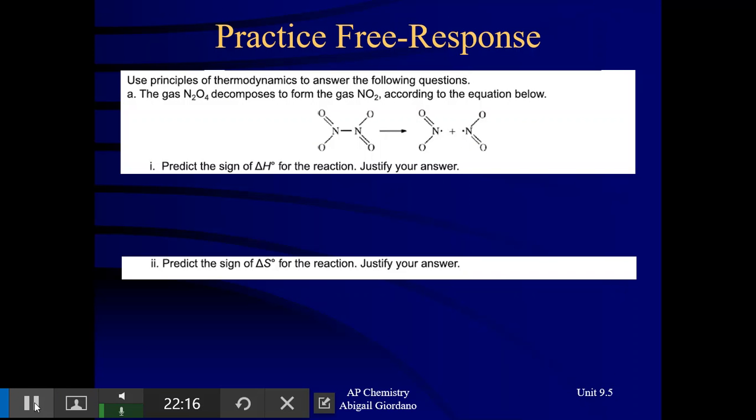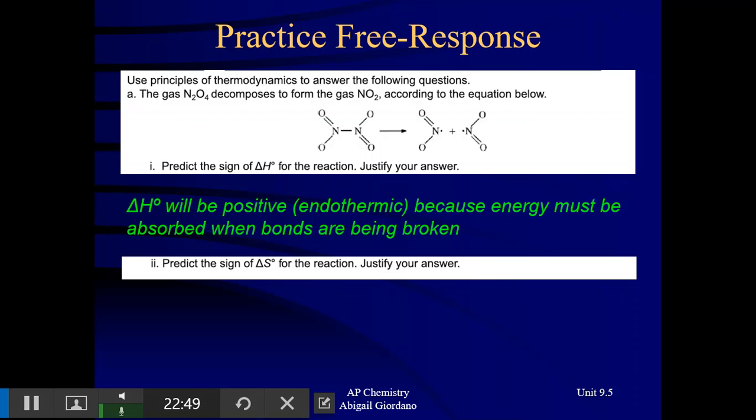We are given a decomposition reaction. N2O4 decomposes into 2 moles of NO2 gas. The first question says, predict the sign of delta H. If you look at the diagram, the way it's drawn, what's happening? We're breaking a bond. Anytime you are breaking bonds, it takes energy to break, remember? So delta H is going to be positive, endothermic, because energy must be absorbed when bonds are being broken.